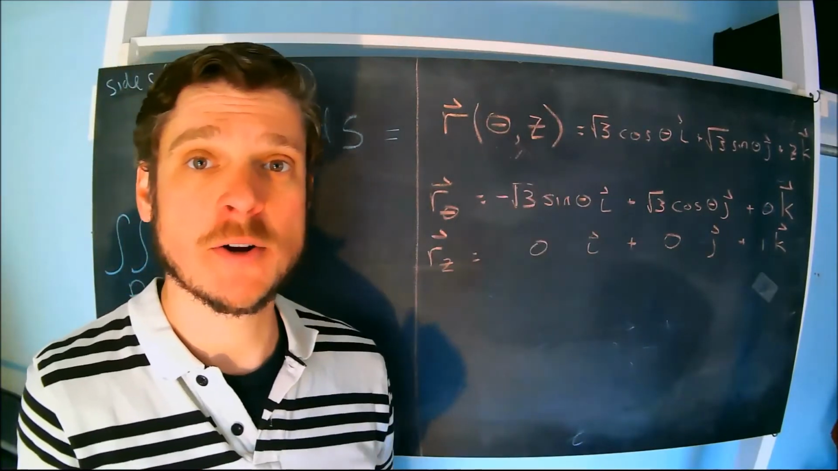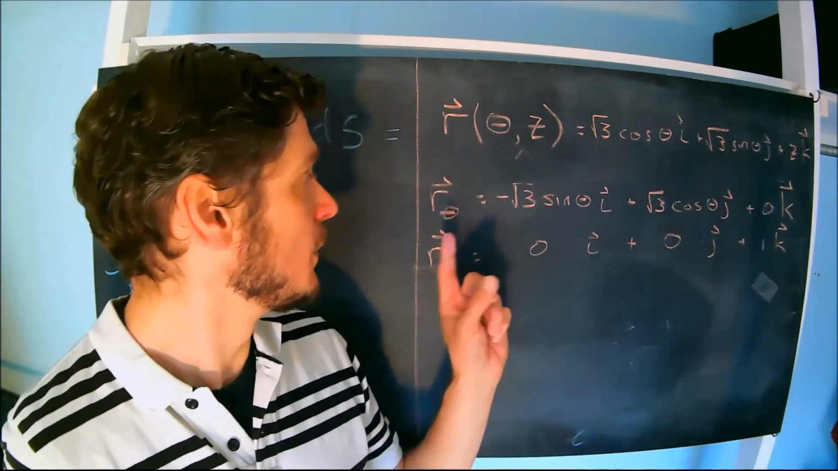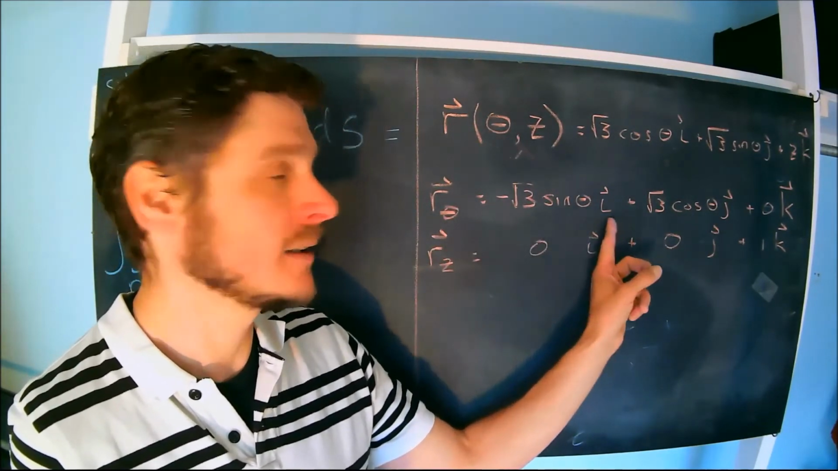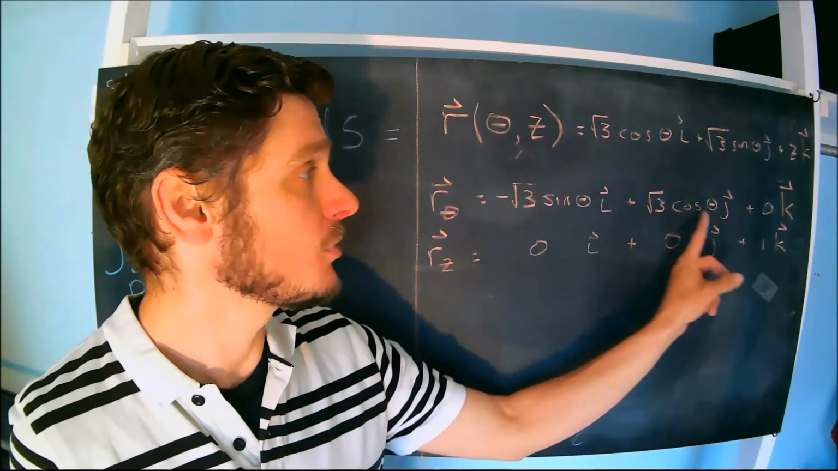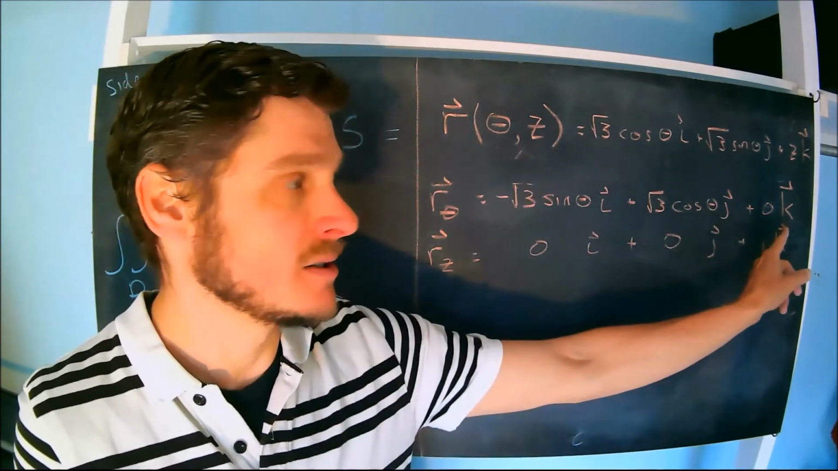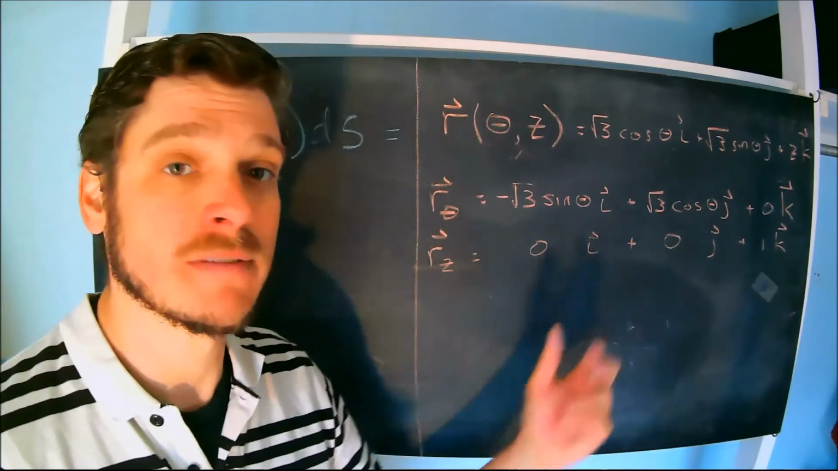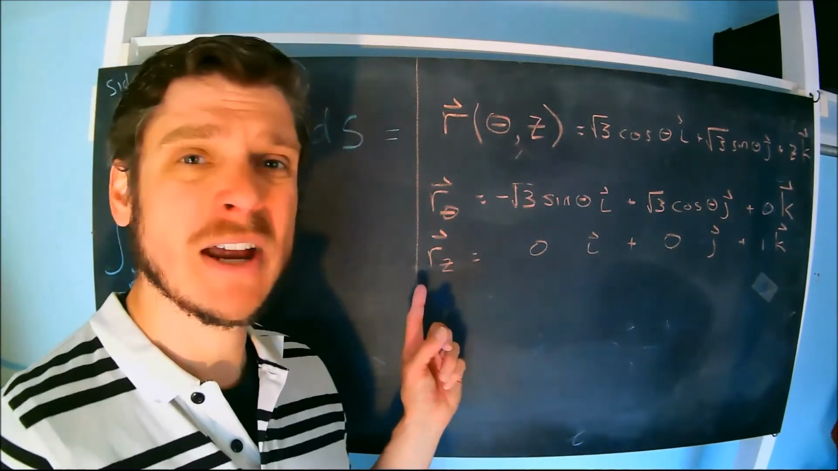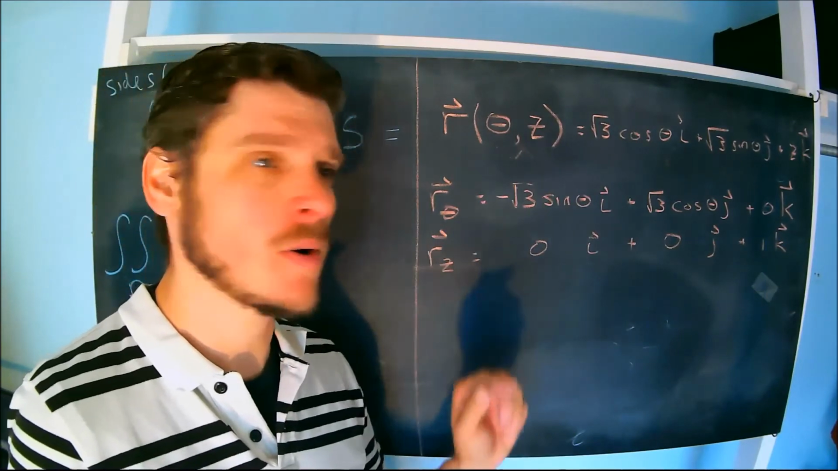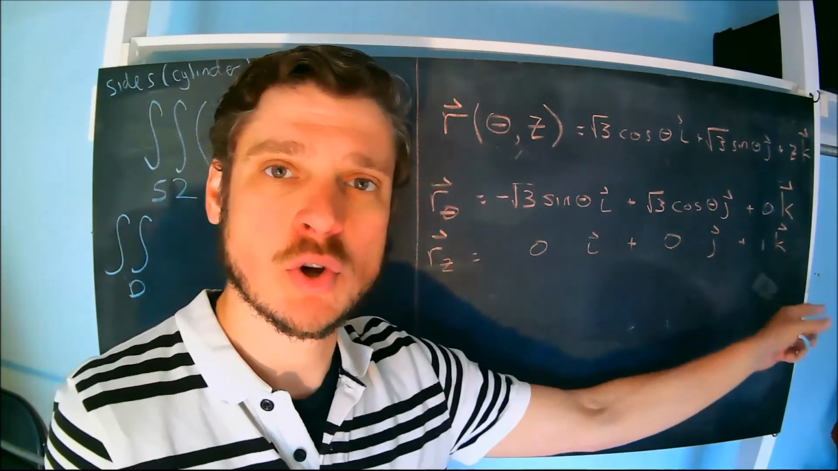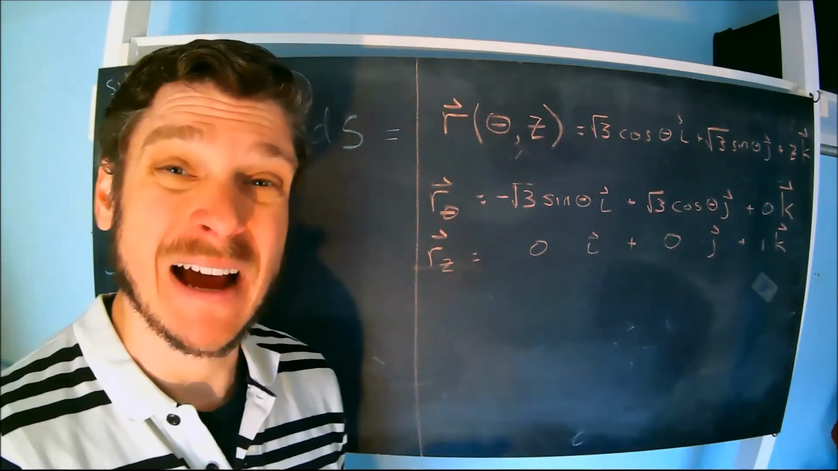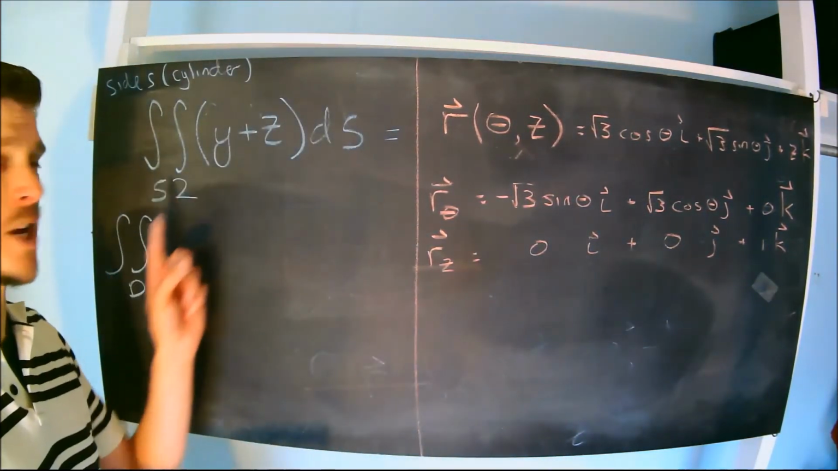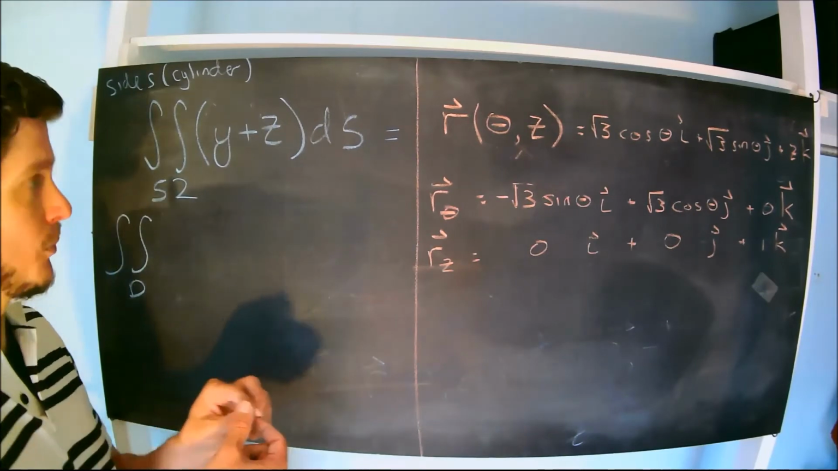Alright, now that we've defined our function, and hopefully you took those partials yourself, the partial with respect to theta gives us negative root 3 sine theta i hat plus root 3 cosine theta j hat plus 0 k hat, because the derivative of z with respect to theta is a constant, which is nothing. And then the partial with respect to z would be 0 i hat plus 0 j hat plus 1 k hat.